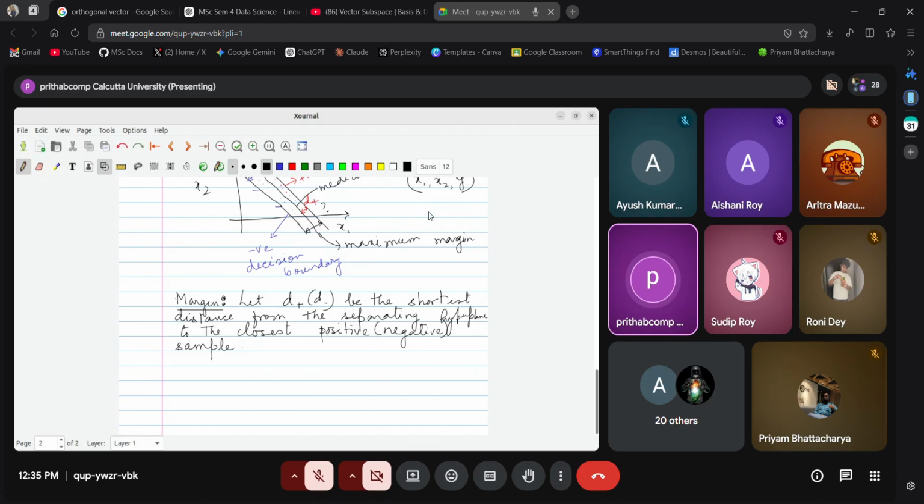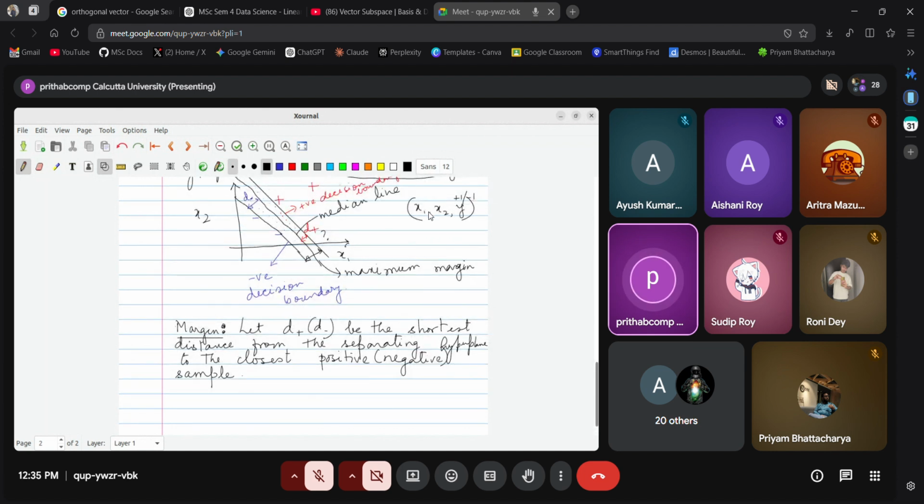So that's how I have drawn these two lines, this positive decision boundary and the negative decision boundary, which, even though I have not drawn properly, actually touch the closest samples. So it is basically the distance from the separating hyperplane to the closest positive or negative sample. So this one, D plus. Similarly on the negative side also.